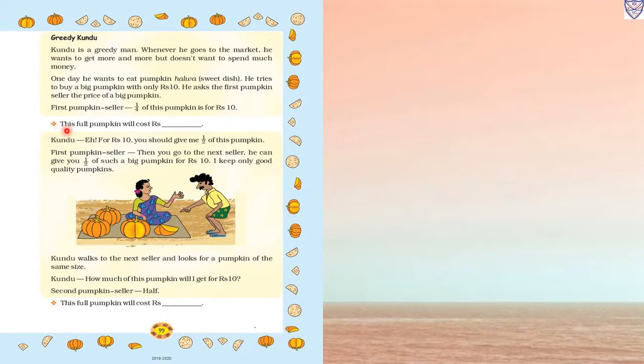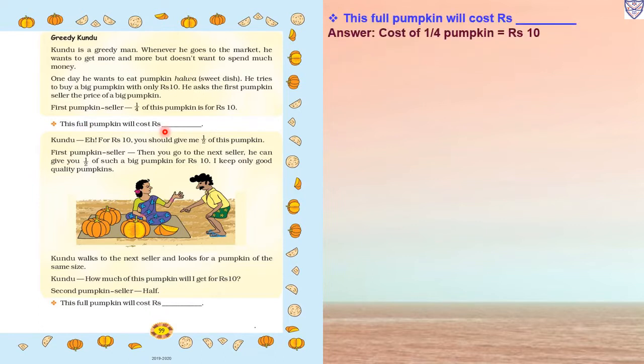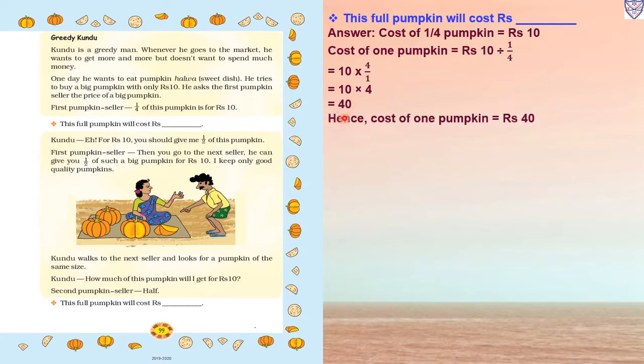So now we have to find out this full pumpkin will cost rupees dash. The cost of 1/4 pumpkin is equal to rupees 10. So the cost of one pumpkin is equal to rupees dash. We have to find the one pumpkin. So what will we do? 10 divided by 1 upon 4. When division is there, we have to make it into multiplication. For that, the denominator will change into numerator and numerator will change into denominator, so 1 upon 4 becomes the reciprocal 4 upon 1. Now we will multiply 10 multiplied by 4. So 10 fours are 40, and the cost of one pumpkin is equal to rupees 40.